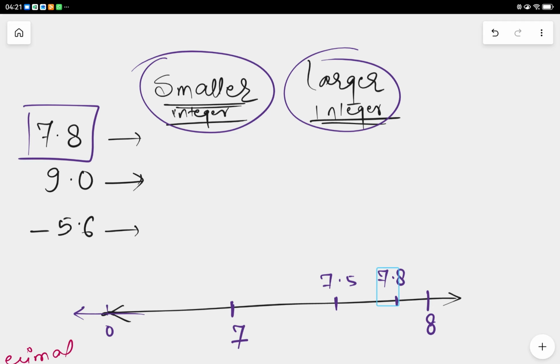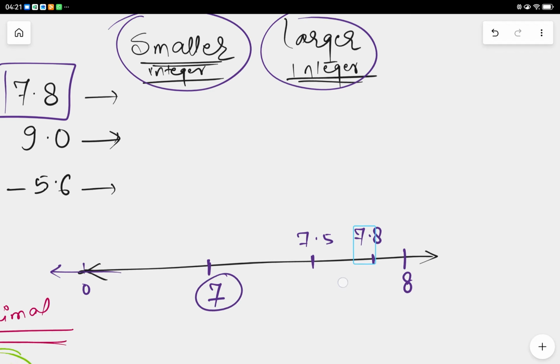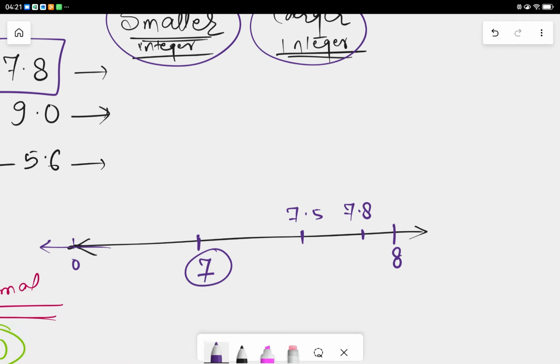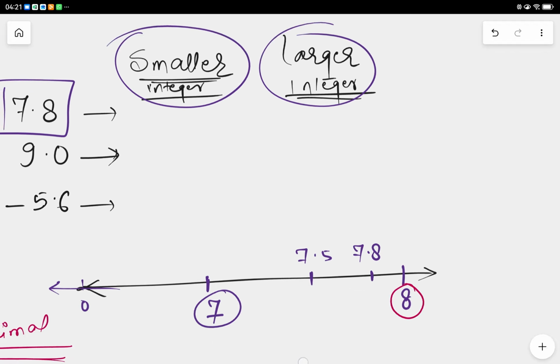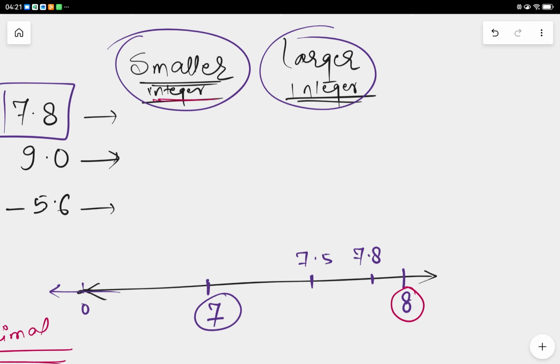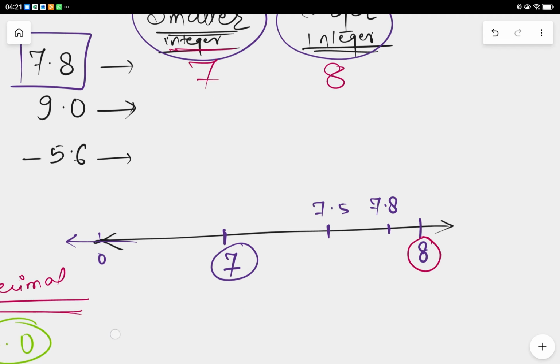Now tell me, what are the two integers between which this number lies? So 7.8 actually lies between 7 and, yes, you got it right, very nice, 8. So the smaller integer part of this number will be 7 and the larger integer part of this number will be 8. Very good. Now again doing the same thing for 9, make a number line. Here is 9, here is 10.